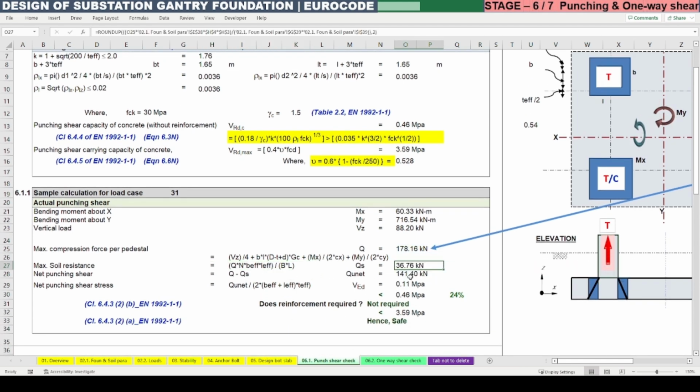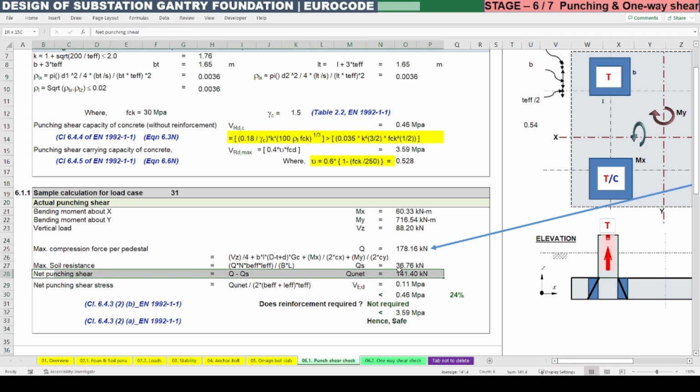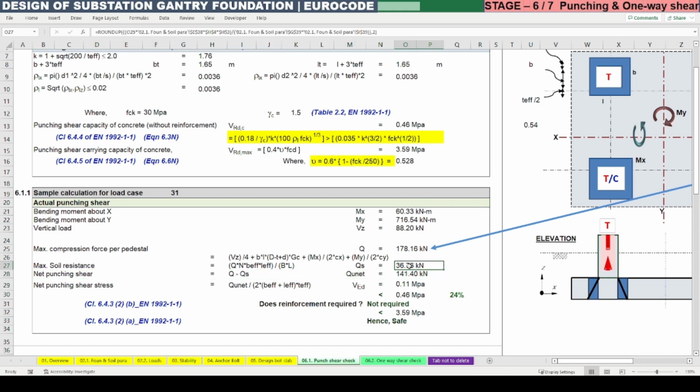So that is 36.76. We need to find out the net punching shear, meaning we need to deduct this 36.76 from the 178.616. By deducting that we are getting 141.4 kilonewton. Now we need to apply 2 times the B effective and the L effective multiplied with the T effective in order to calculate the net punching shear stress.